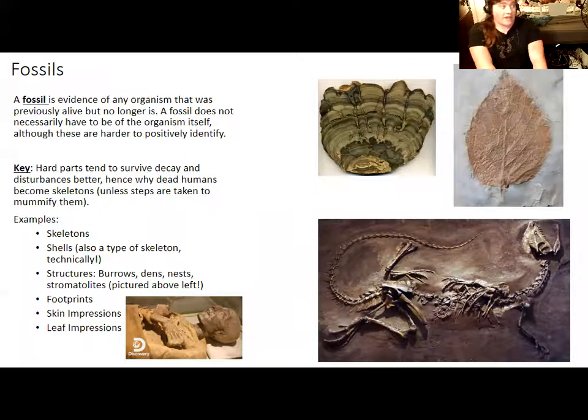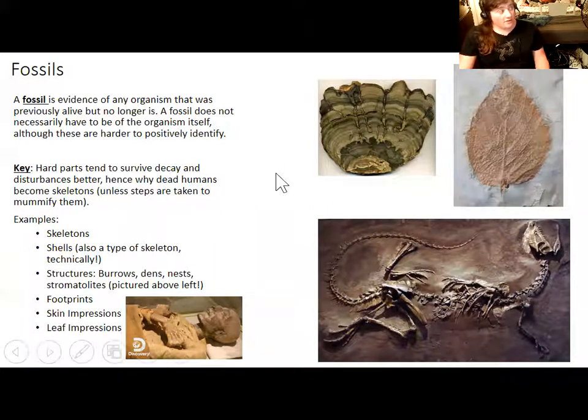But it doesn't have to be just a part of the organism's body. It also doesn't even have to be a bone. It can be an impression. It can be a footprint, or a leaf impression visible in mud, or we can have structures like burrows, nests, or this stromatolite, which is something I'll talk more about in this lecture.